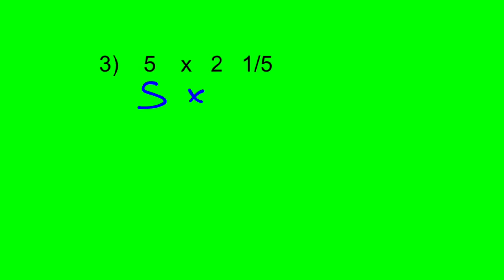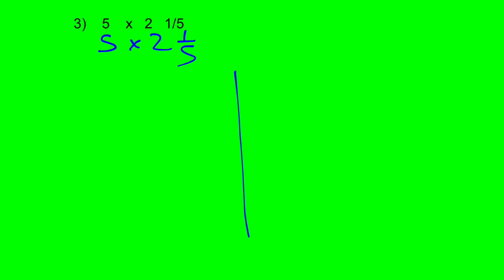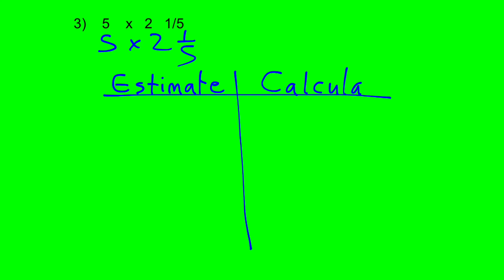Let's look at one more example. 5 times 2 1/5. And we're going to estimate this and calculate it. Well, for my estimate, I can just leave 5 as 5. And 2 1/5 is closer to 2. So for my estimate, I'm going to say 5 times 2, and that's equal to 10.